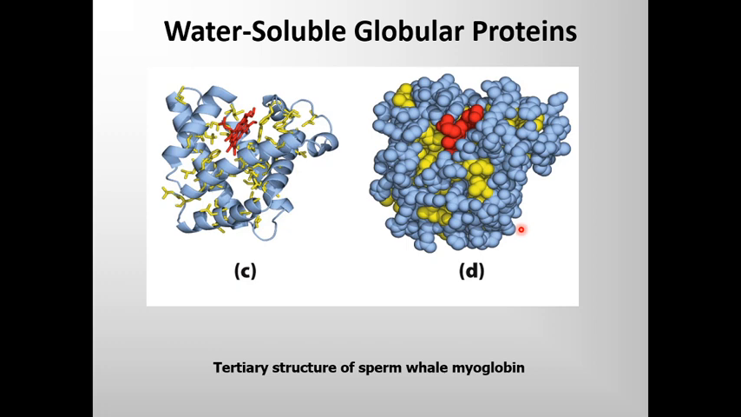Now, the space filling model is to emphasize the point and show the colors, saying that these are the regions where you have a hydrophobic residue. And these could be closer or away from the pockets that you want to see.